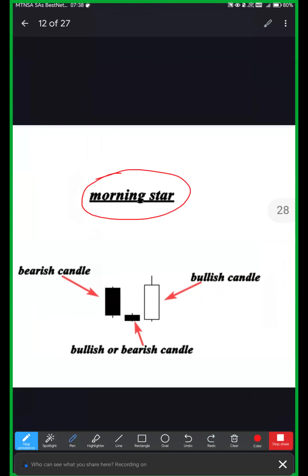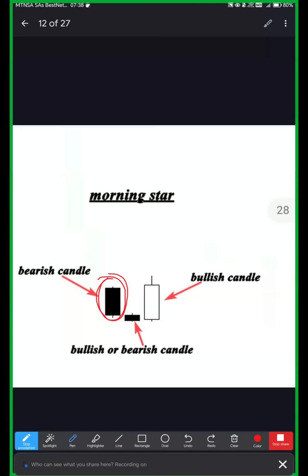Let us look at the composition of the morning star. The morning star comprises 3 candles. Please take note. The first candle is a bearish candlestick, a candlestick for sellers, and it has very good volume.